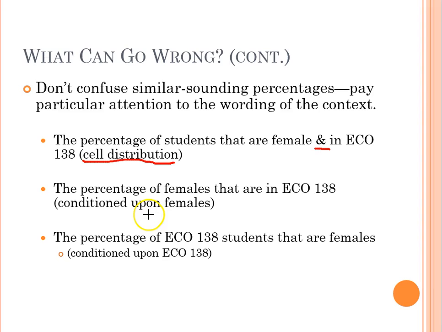But if the problem looks at a subset of the population, so the percentage of females or the percentage of undergraduate students, then you're conditioning upon something because you're only looking at a subset of the population. You're not looking at all of the students. You're only looking at the female students. And so what goes in the denominator, the bottom of the equation, is just the total number of females. So that's it for this video.